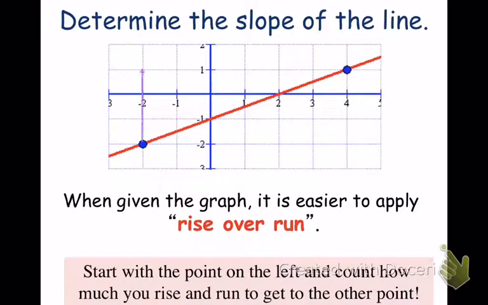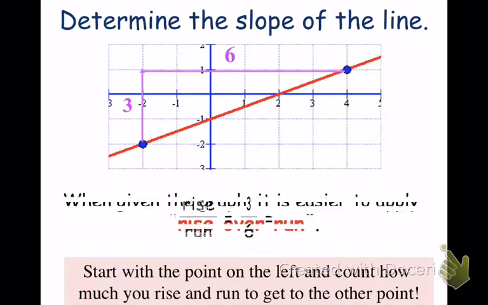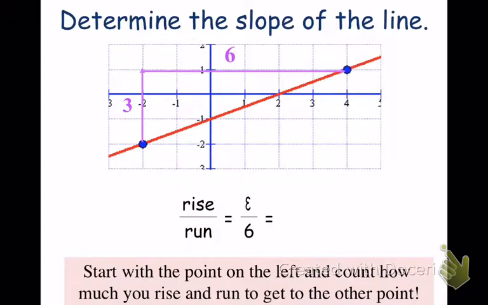In this case, I would want to rise from this point on the left up 3 units and then across, and I would count that to be 6 units. So in this case, I rose 3 and I ran 6. In other words, 3 over 6, and then all fractions need to be reduced if possible. You will be reducing as a fraction, not as a decimal. So we're going to stick to fractions here, or whole numbers if it divides nicely. In this case, it's 1/2.